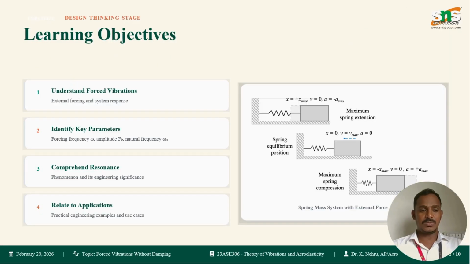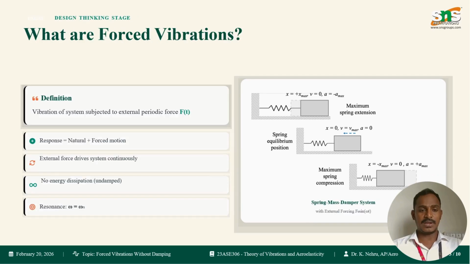So the learning objectives are to understand forced vibration due to external forces, identify the key parameters of this forced vibration like frequency, amplitude, and natural frequency, and comprehend resonance, the major problem in the system, related to real-world application. So, what is forced vibration without damping?